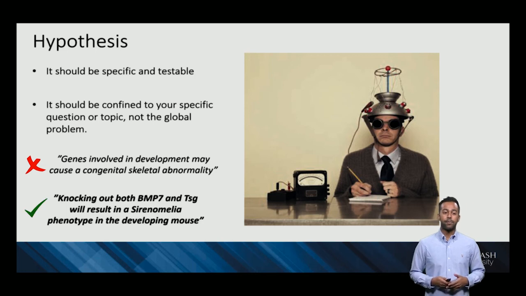A better hypothesis might be that knocking out both BMP7 and TSG will result in a serenomelia phenotype in the developing mouse. Now this has both of our genes of interest here. We're talking about ablating these genes or knocking them out. We're talking about perhaps a mouse model here, and we're also talking about the actual congenital abnormality we're interested in.